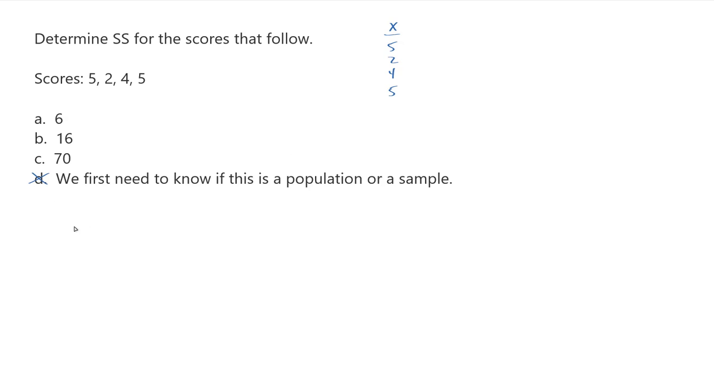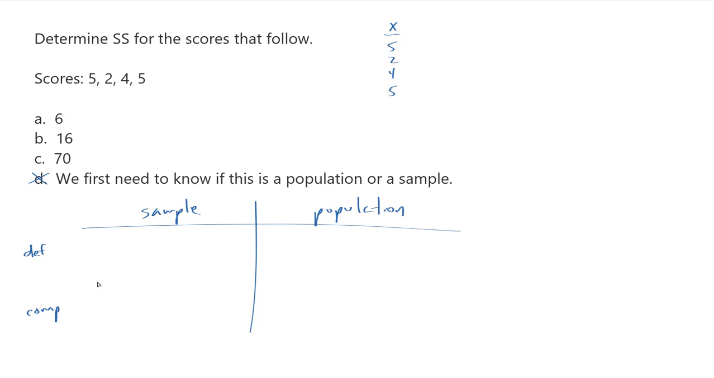The reason for that is that regardless of whether this is a sample or a population, and regardless of whether I use the definitional formula or the computational formula, I have everything that I need to be able to calculate this out. So, for example, the sample definitional formula looks like this. It's sum of squares equals the sum of each x minus the sample mean squared.